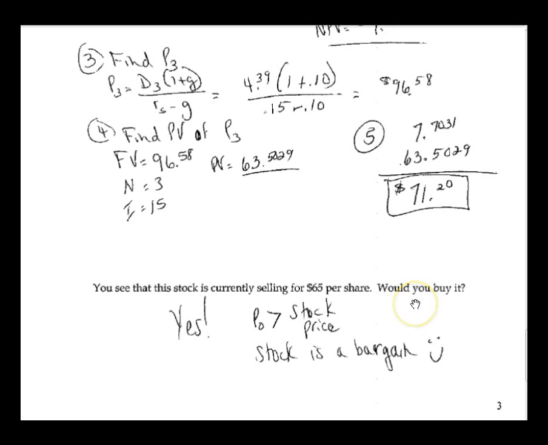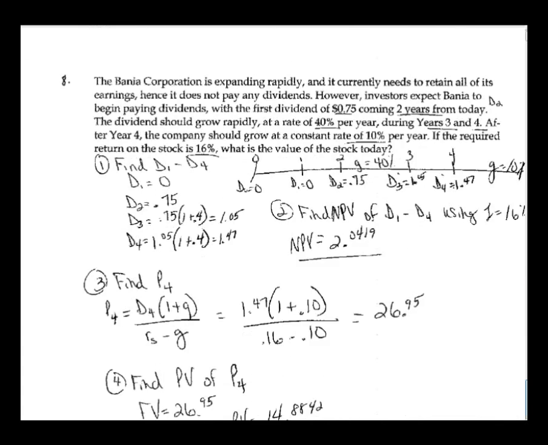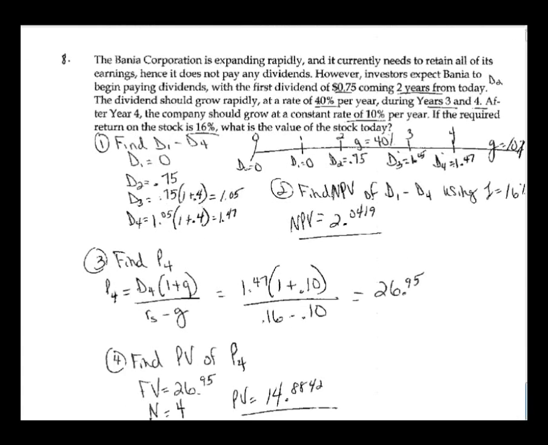Would you buy it? Sure. It's selling for less than the intrinsic value. You just found the intrinsic value is more than $65. It's $71.20, so it's basically a bargain. All right, one more problem.